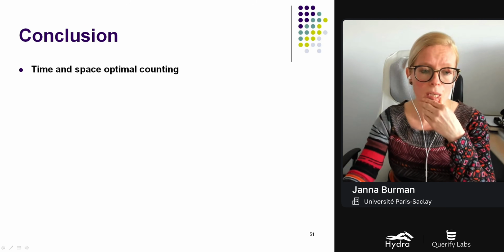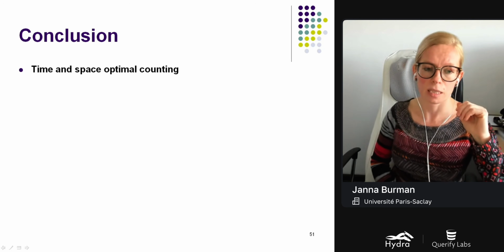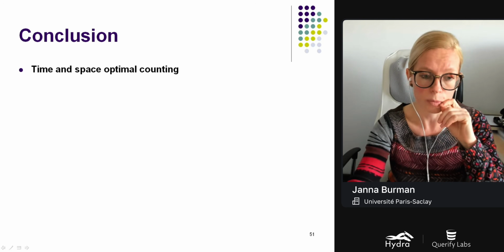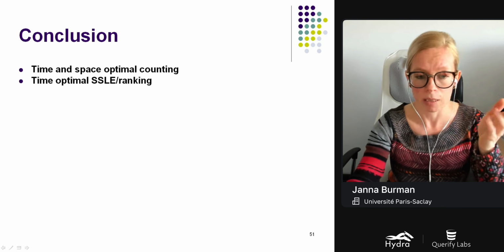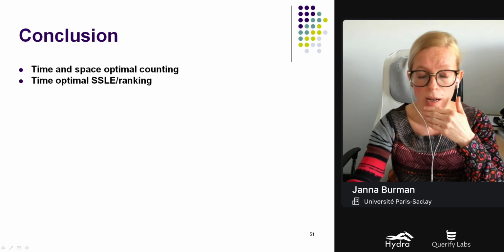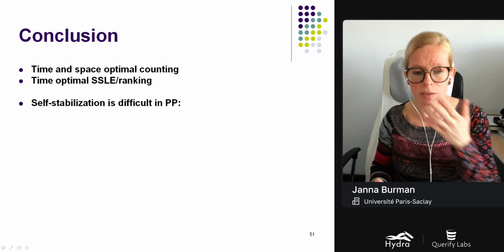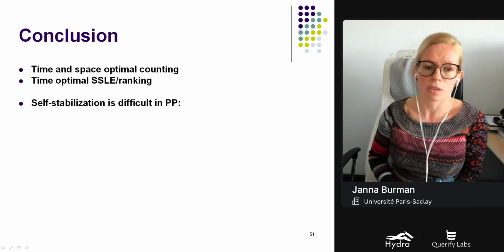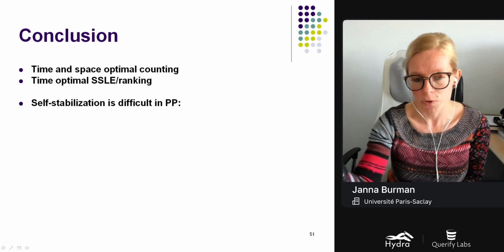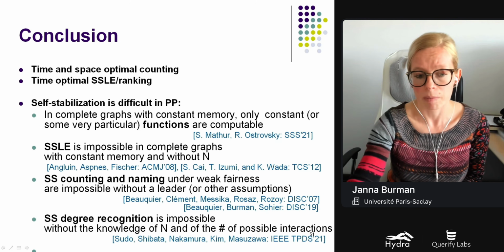So we have seen how we can solve counting in an almost self-stabilizing way using only 1 bit per agent, and also how we can do it optimally in time. And we have just seen how we can solve self-stabilizing leader election or ranking in logarithmic time. But you have felt that self-stabilization is not easy, in particular in population protocols, and indeed I have shown you several impossibility results, but there are many others.